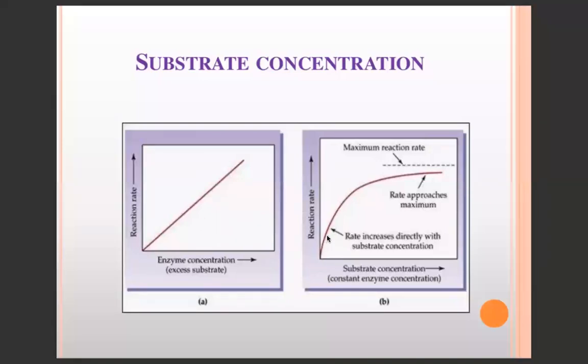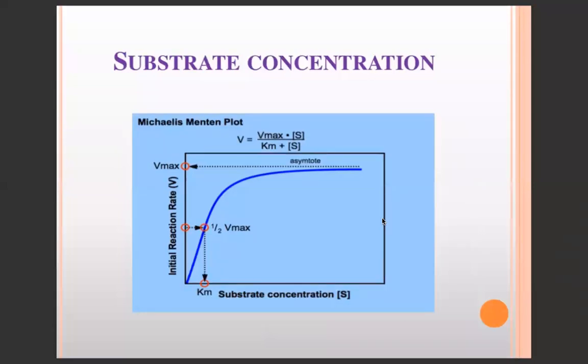Up to some level, by increasing substrate, you can increase the reaction rate. Beyond that level, if you increase the substrate level, the reaction will not increase that much because of saturation of enzyme. The active site becomes saturated due to a high amount of substrate, and further increase in reaction rate does not occur. This is what the Michaelis-Menten plot shows. Remember this one.